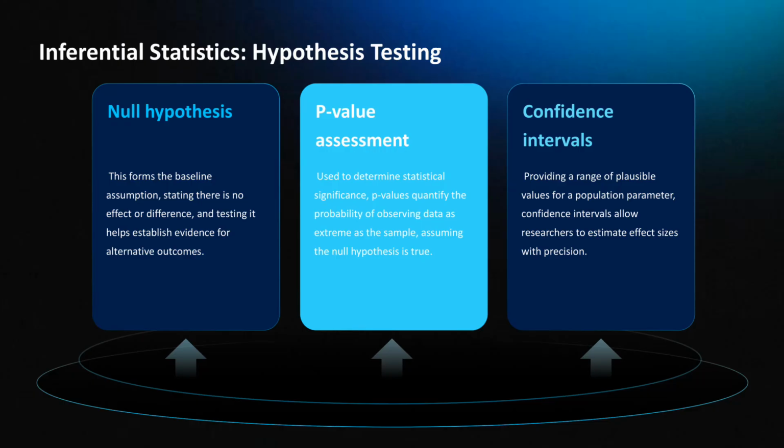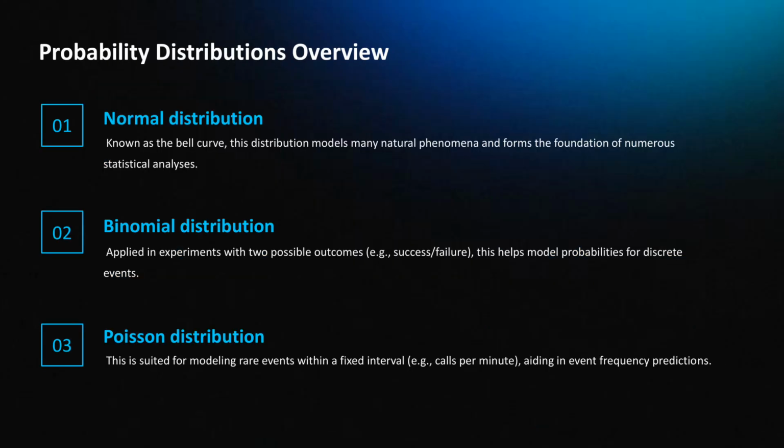Use p-values to assess statistical significance, and rely on confidence intervals to estimate plausible effect sizes. These tools help you draw evidence-based conclusions. Familiarity with common probability distributions helps you model data appropriately. The normal distribution describes many natural phenomena and underlies many statistical methods.